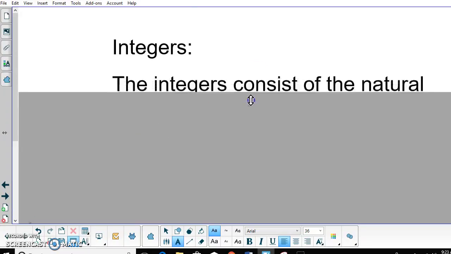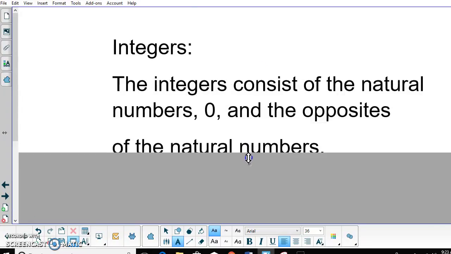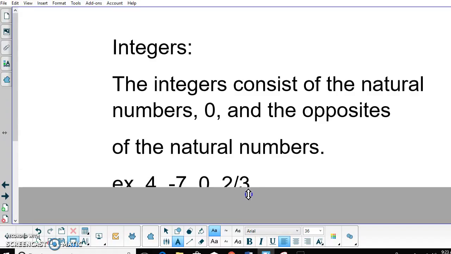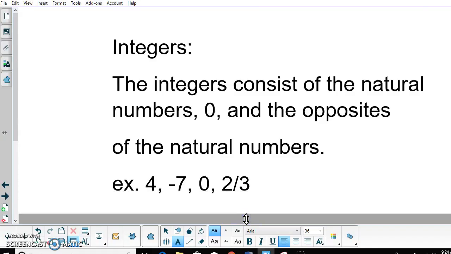Integers. Integers consist of natural numbers, 0, and the opposites of the natural numbers. So 4, the opposite of 4 would be -4. -7, the opposite of -7 would be 7. 0 is an integer. So those are just some examples.